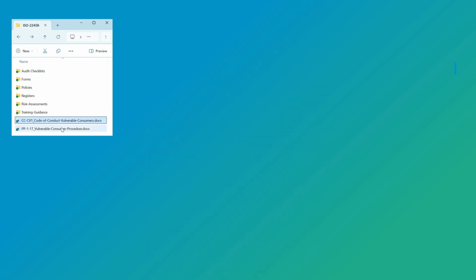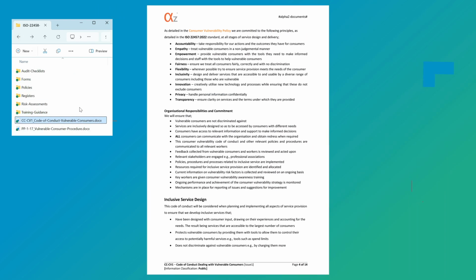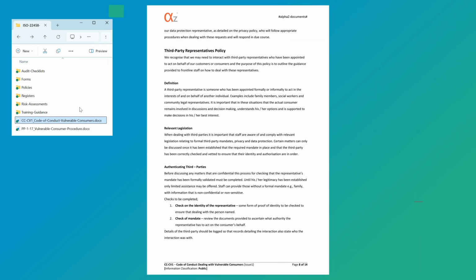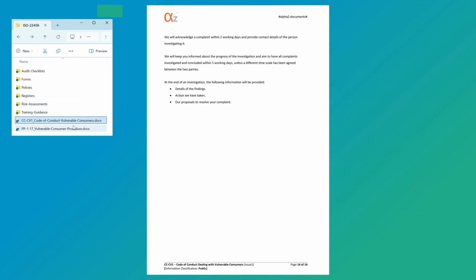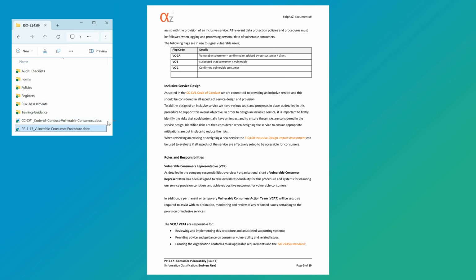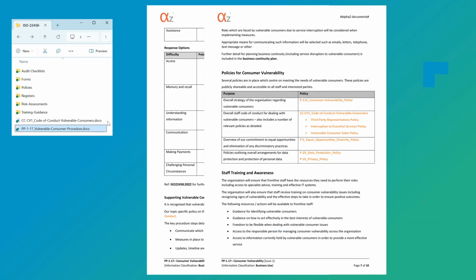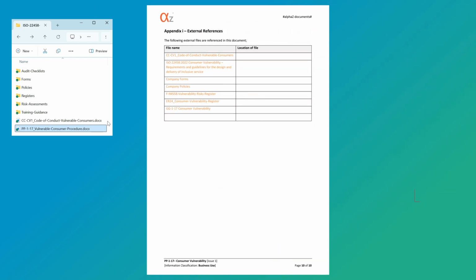The toolkit also includes 2 comprehensive files: a code of conduct for staff on dealing with vulnerable consumers, to help them identify vulnerability, adhere to the policy and principles, and to act in the best interest of vulnerable consumers; and a vulnerable consumer procedure which helps ensure that the requirements of the standard are met, such as during interactions with vulnerable consumers, recognizing risks, and supporting vulnerable consumers for the best outcomes possible.